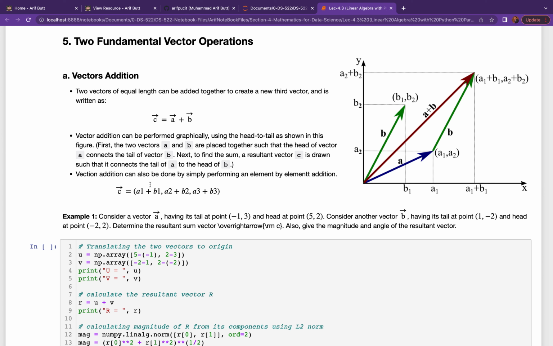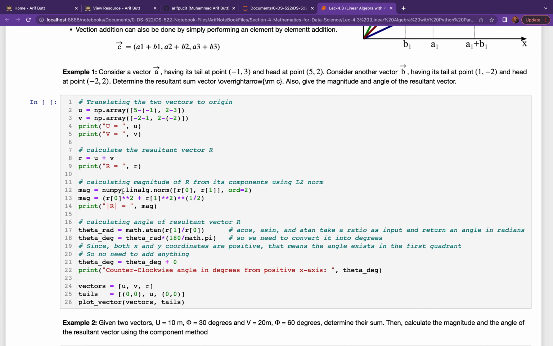If the vectors a and b have three elements, so you add the first element of a with the first element of b, the second element of a with the second element of b, and the third element of a with the third element of b, and you get the resultant vector. Let us practically see this using Python code. Over here, there is nothing new in the code.